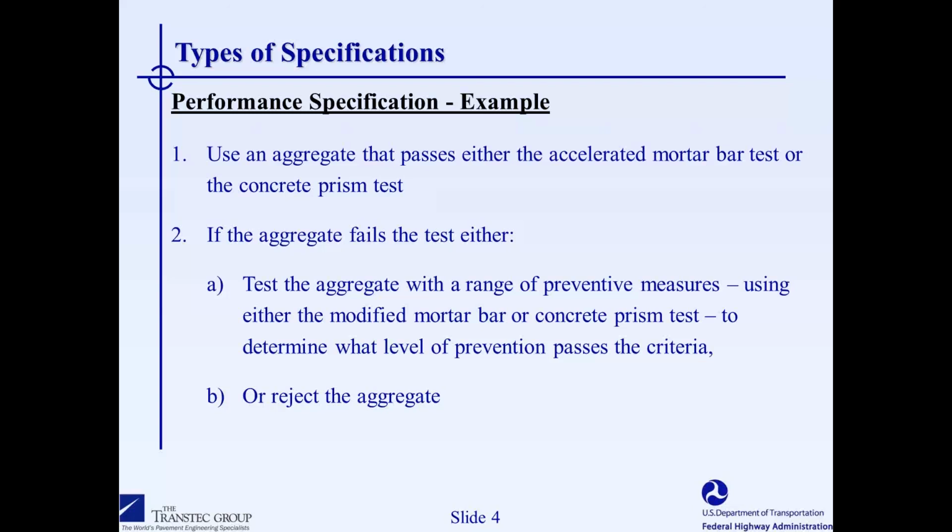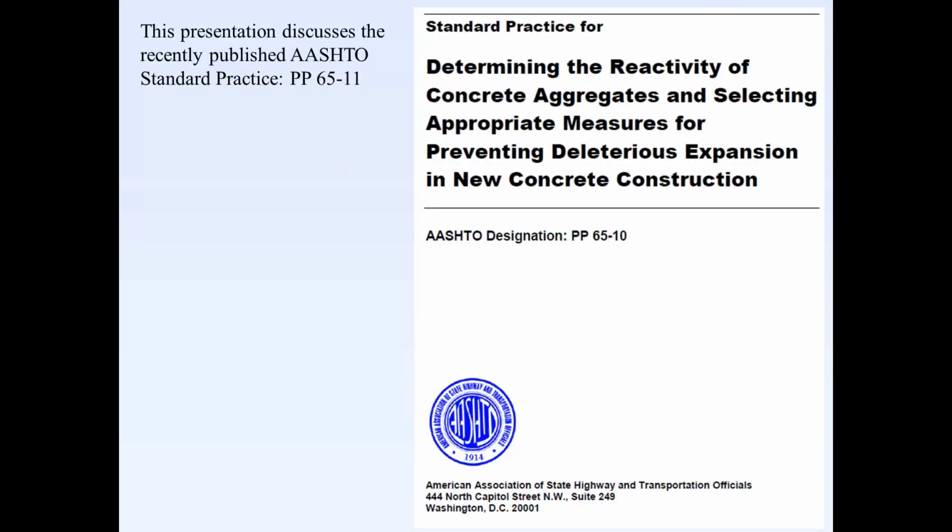Whereas a performance specification would decide the preventive measure based on some kind of test, a performance test. So, for instance, a performance specification might say that you test your aggregate in the accelerated mortar bar test or the concrete prism test. If it passes, you can use it. If it fails, then you have to retest it in the mortar bar or concrete prism test and find out how much of the preventive measure you need to use. So those are the basic different approaches to doing this.